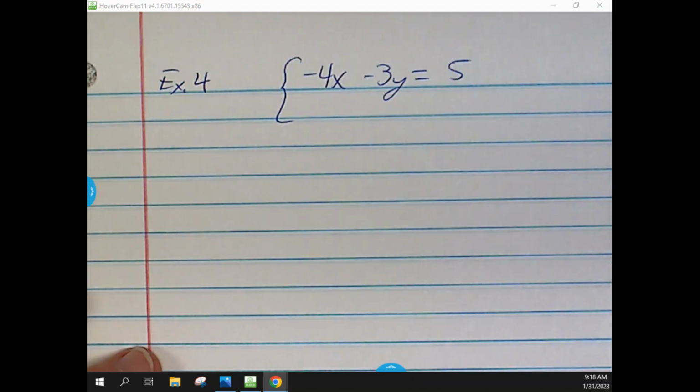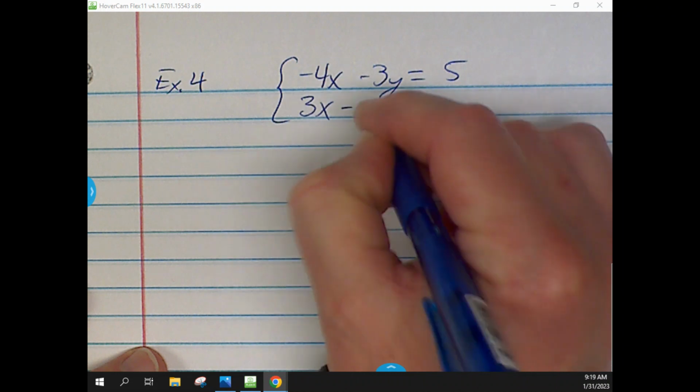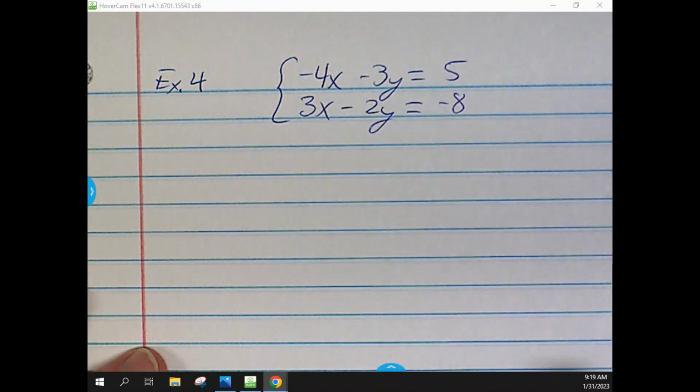So we'll go negative 4x minus 3y equals 5. And then 3x minus 2y equals negative 8.